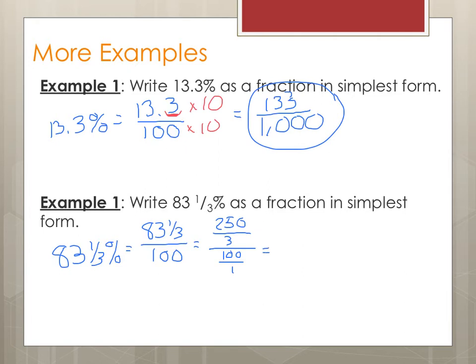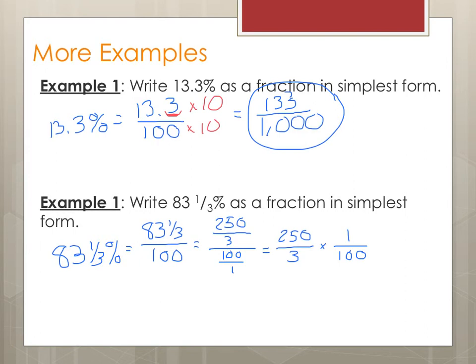Now we have a fraction here on top divided by another fraction. We're going to use our properties of fractions to say this is 250 over 3 times the reciprocal of the other fraction. So we'll multiply by 1 over 100. We'll flip that bottom fraction. And now we can multiply. I'm going to eliminate common factors first.